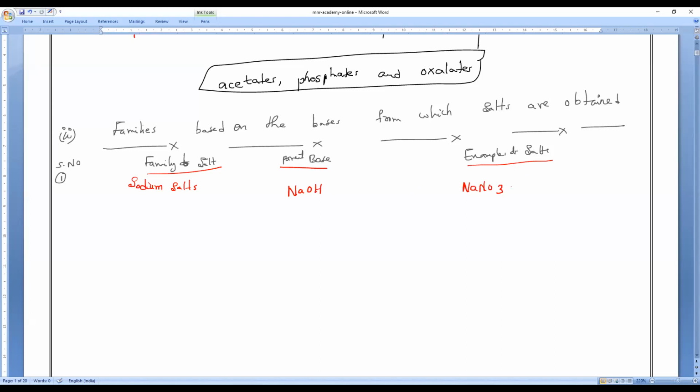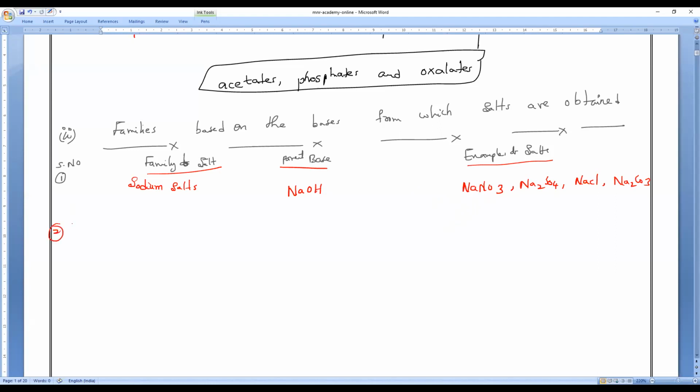NaNO3, Na2SO4. Four salts you have already written: sodium chloride, sodium carbonate. You can write it. Clear, everybody? Understand? Yes, sir. That's all.